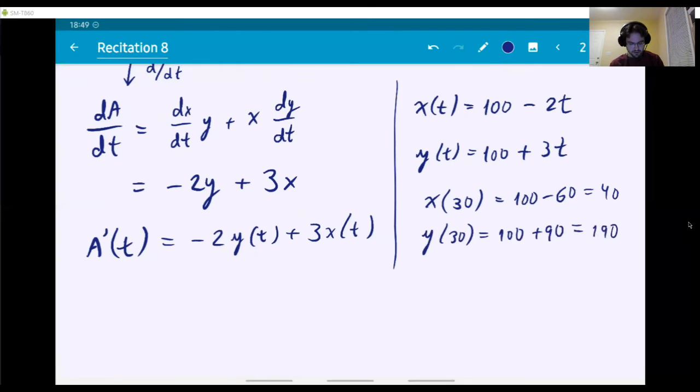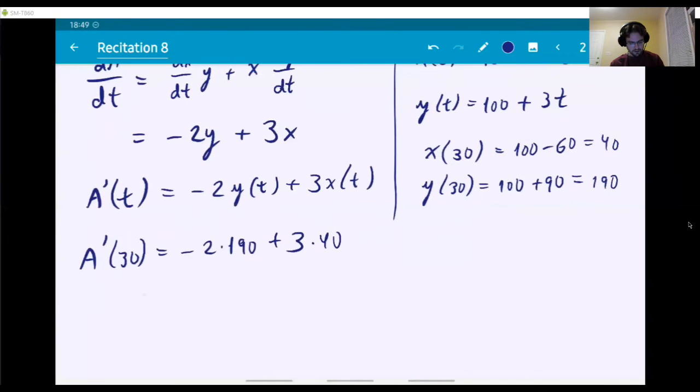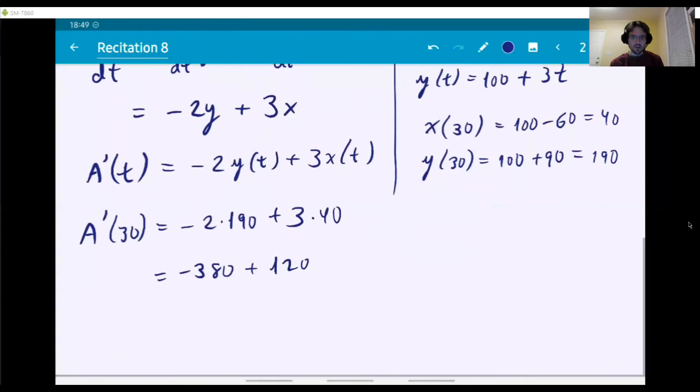And now you're good to go. Using this formula, A prime of 30 will be minus 2 times the Y value that we just found, plus 3 times the X value that we just found. So minus 380 plus 120. That's a negative number. What is that actually? 260? This is A prime of 30.